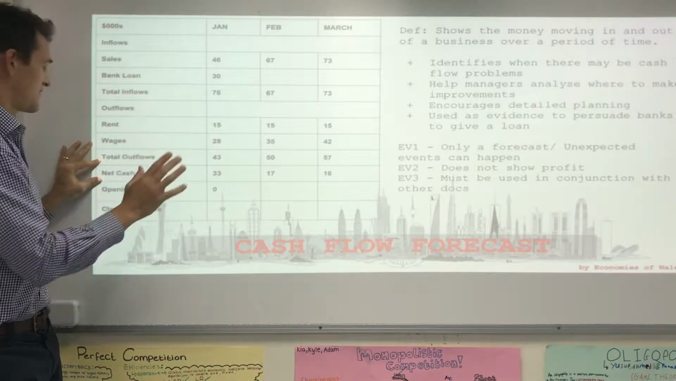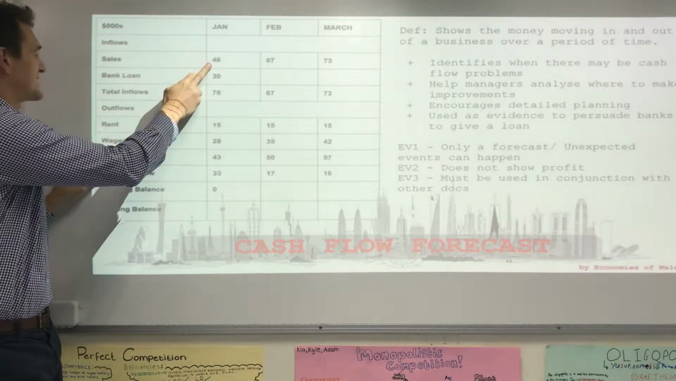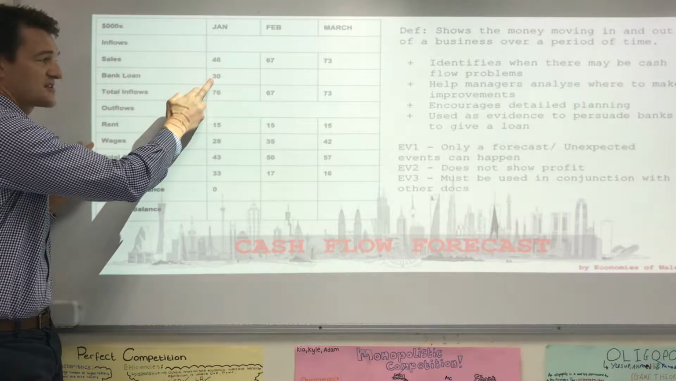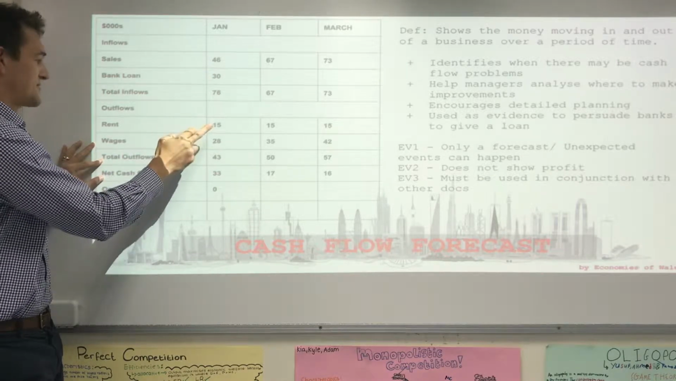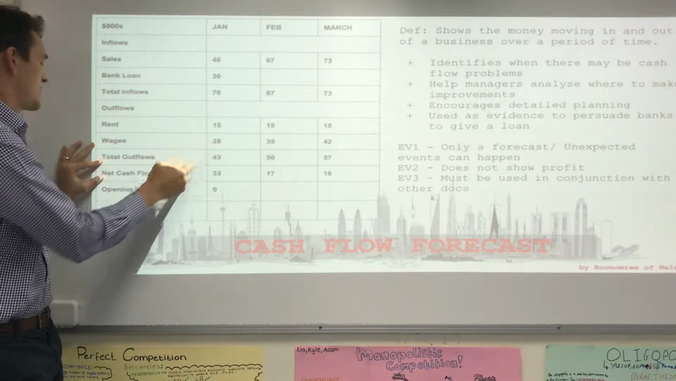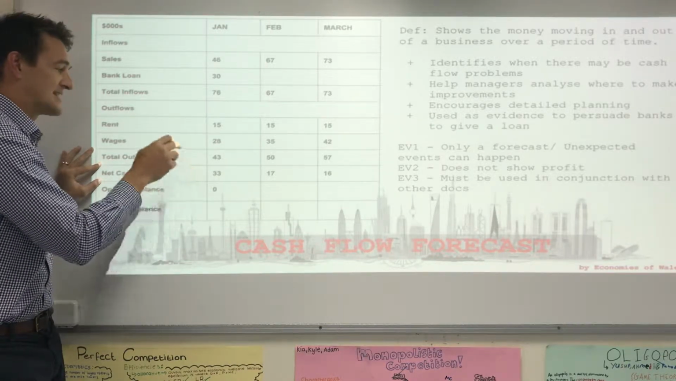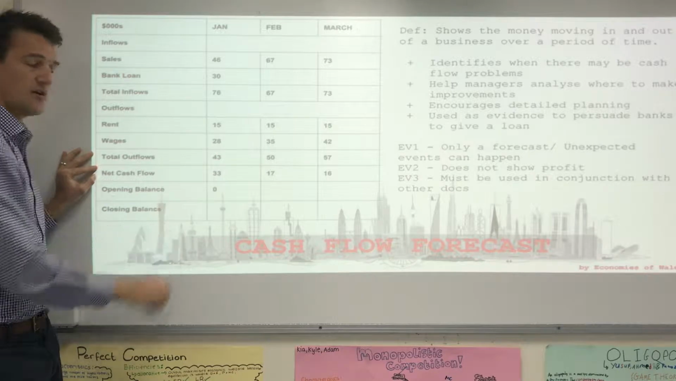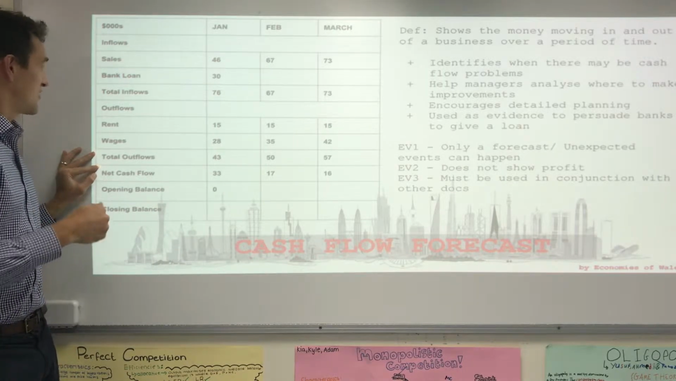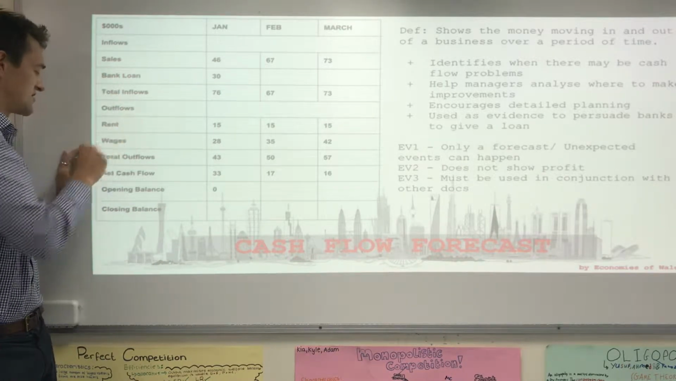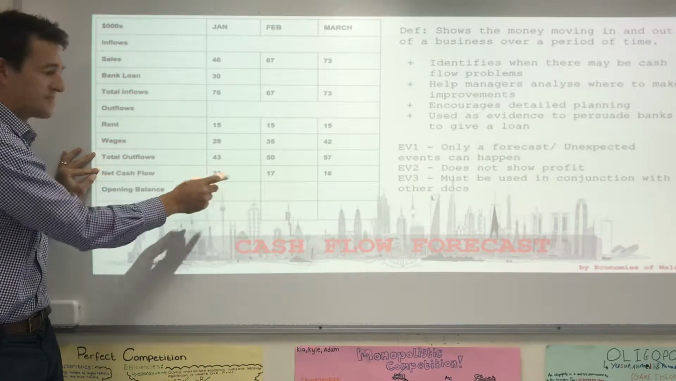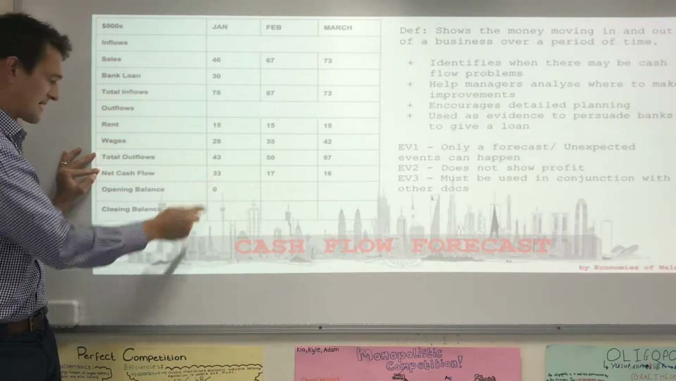So, let's just go through January. I've made 46 in sales, I've received 30 from the bank in a loan, I've spent 15 on rent, 28 on wages, and so all in all, my bank account has increased by a net cash flow of 33. So net cash flow basically means total inflows minus total outflows. So positive 33 going into my bank account.